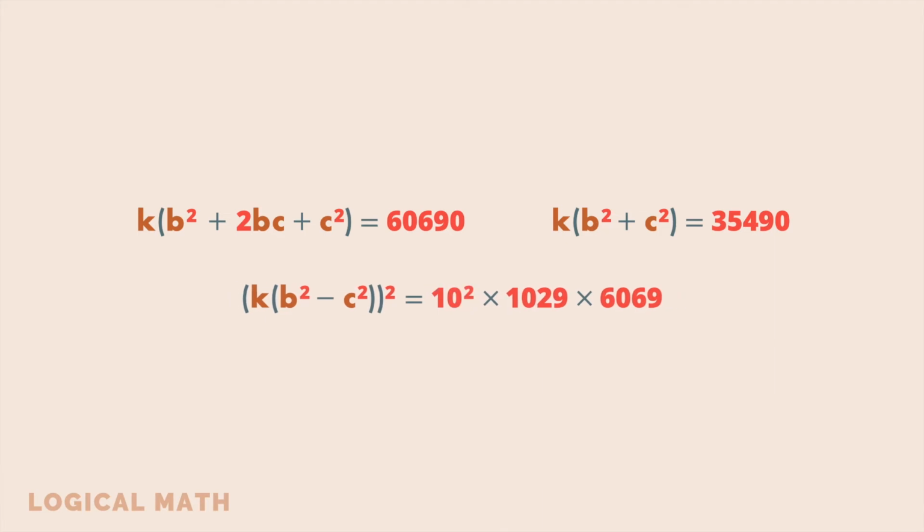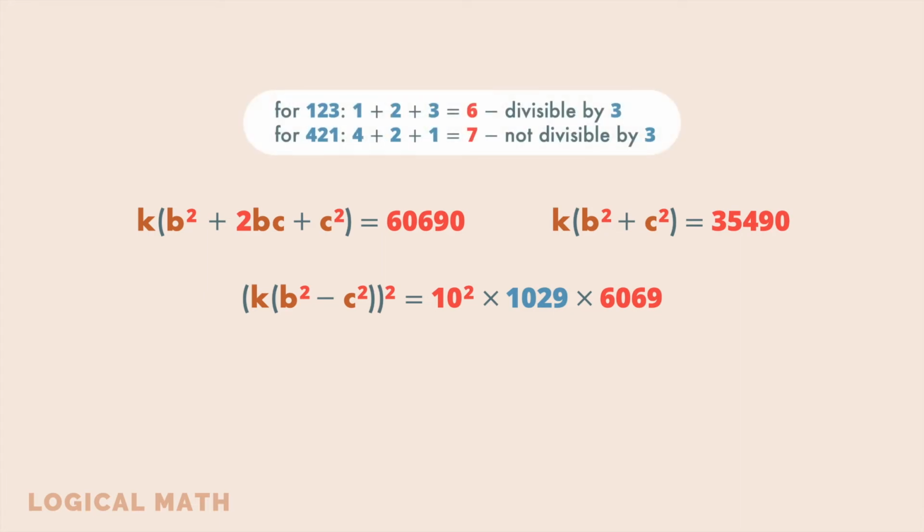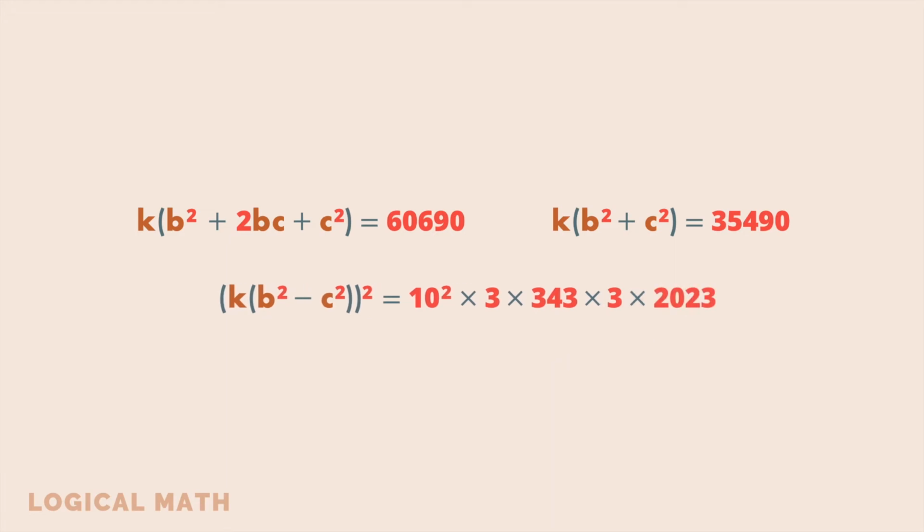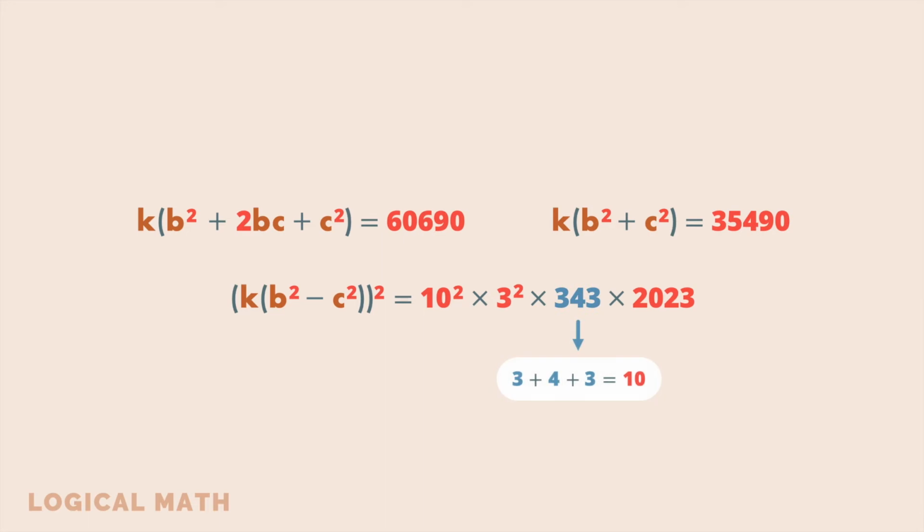Now check whether number 1029 is divisible by 3. We can use the divisibility rule for 3. If the sum of the digits of a number is divisible by 3, then the number is divisible by 3. The digit sum of the number is 12, so it is divisible by 3. The same holds for number 6069. 3 times 3 can be replaced with 3 squared. 343 is not divisible by 3, as the sum of digits is 10.